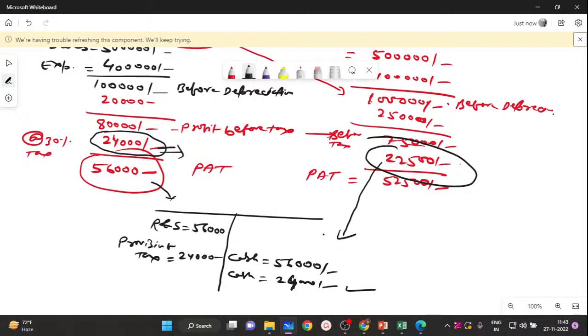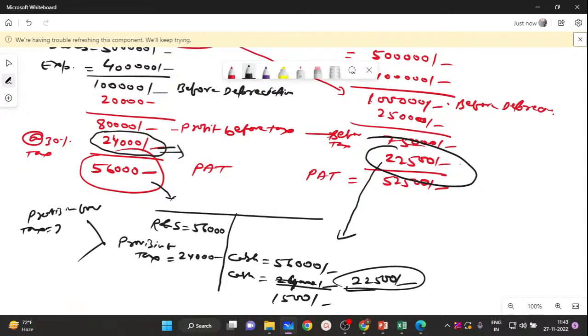So if the company pays 22,500, the cash will go only 22,500 to the income tax department. Remaining 1,500 will still be lying with the company. So here the provision for tax will be divided into two parts. First, provision for tax, okay? Provision for tax, how much? 22,500, and the remaining 1,500 it will show towards the deferred tax liability.